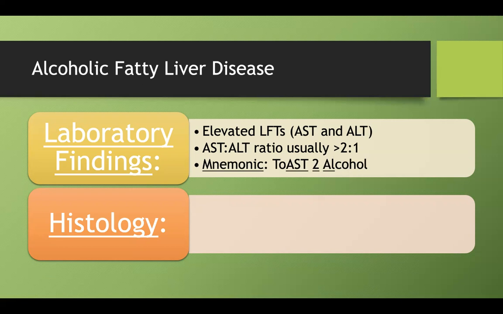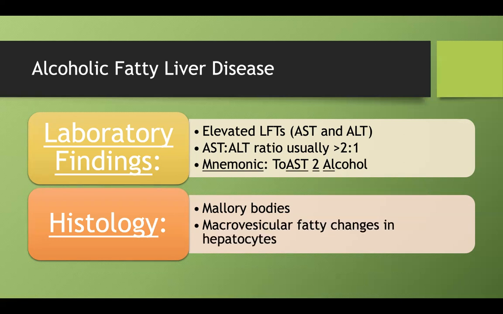And our mnemonic for that is our toast to alcohol, where you have your AST before the 2, and then you have your alcohol. So AST to ALT 2-to-1 ratio. On histology, you're going to find a few things. You might see something called Mallory bodies, and you could also see macrovesicular fatty changes in the hepatocytes.